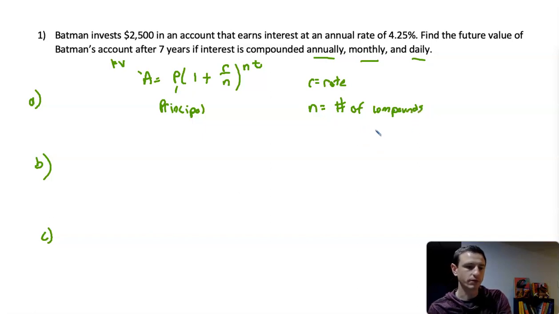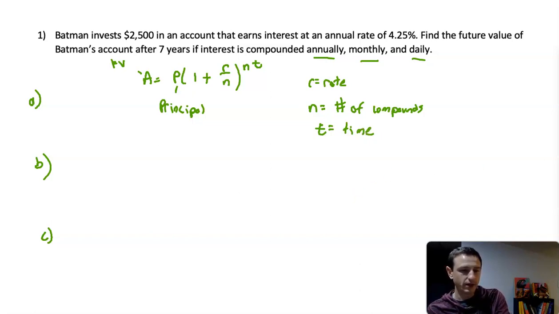So for example, if we had annually compounding, it's going to be 1. If we had semi-annually, it's going to be 2. If we had monthly, it's going to be 12. So that's the number of compounds. And then t is going to be the time period here.